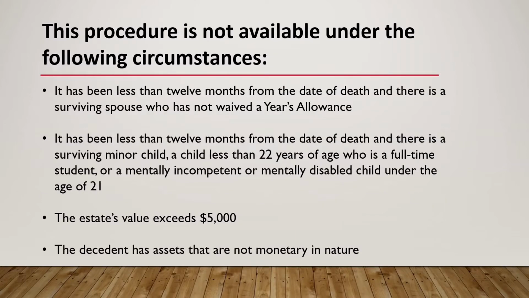What are the limitations on using this process? This procedure is not available under the following circumstances. It has been less than 12 months from the date of death, and there is a surviving spouse who has not waived a year's allowance. It has been less than 12 months from the date of death, and there is a surviving minor child, a child less than 22 years of age who is a full-time student, or a mentally incompetent or mentally disabled child under the age of 21.